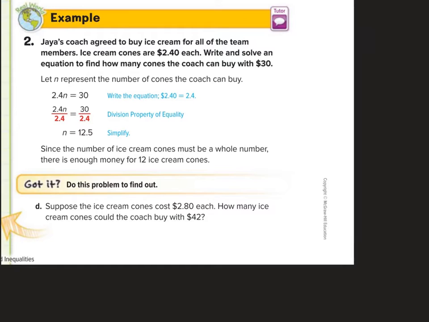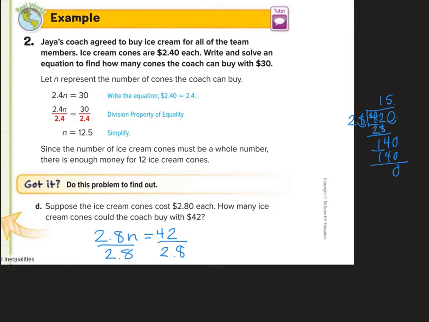Suppose the ice cream cones cost $2.80 each. How many ice cream cones could you buy with $42? Let's divide both sides by the coefficient of 2.8. On the side, I'm going to use long division to solve 42 divided by 2.8. 2 8/10 goes into 42 15 times exactly. So the coach could buy 15 cones.